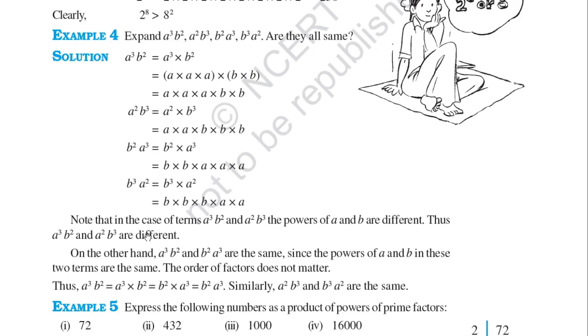Note that in the case of the terms a cube b square and a square b cube, the powers of a and b are different. Thus a cube b square and a square b cube are different. On the other hand, a cube b square and b square a cube are the same, since the power of a and b is the same in the two terms. Therefore the order of factors does not matter. So you can see that a cube b square is equal to b square a cube. So order doesn't matter. Similarly, a square b cube and b cube a square are the same.